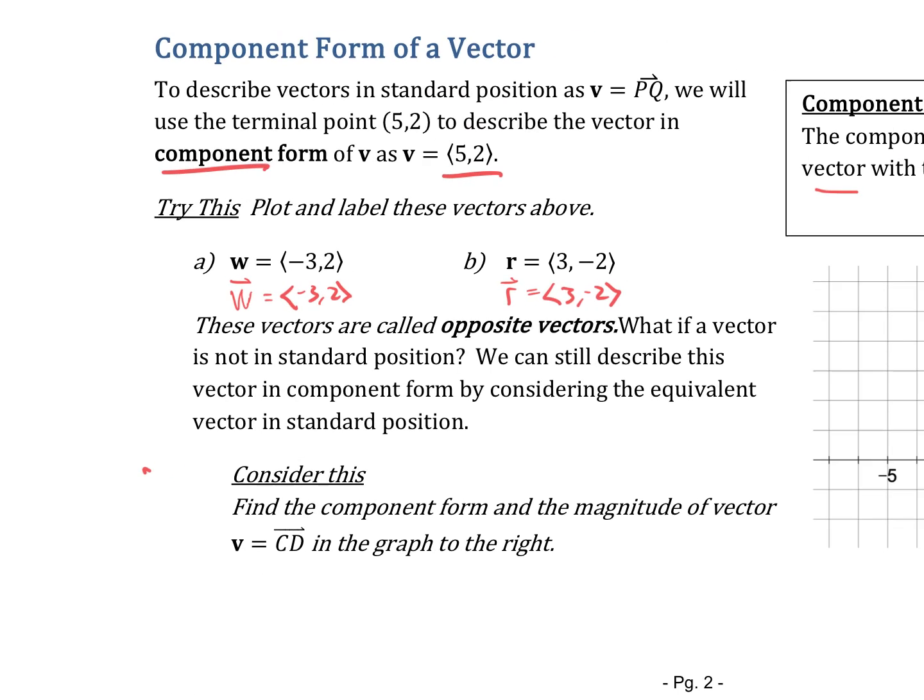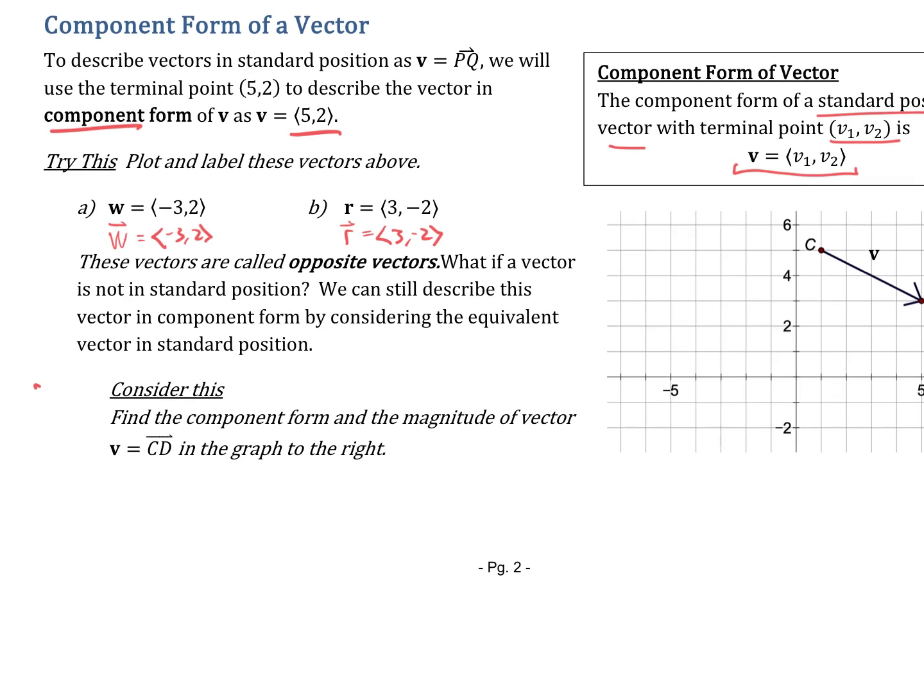So let's graph these. W is the vector <-3, 2>. In standard position, we would start at 0, 0 and go to -3, 2. We'll find that point there, and we can draw in our vector. Then the vector <3, -2> is going to go right 3, down 2.